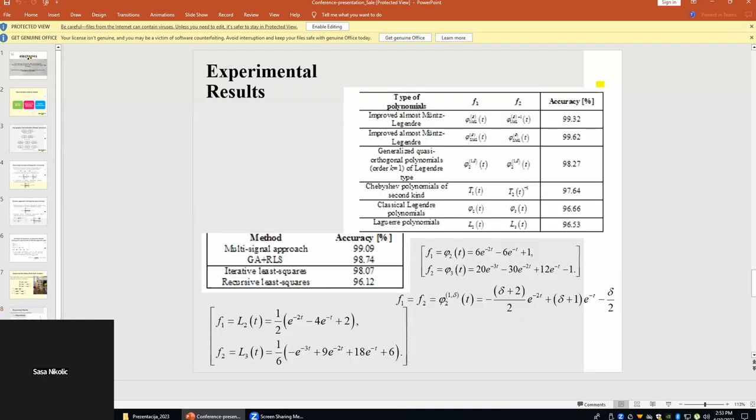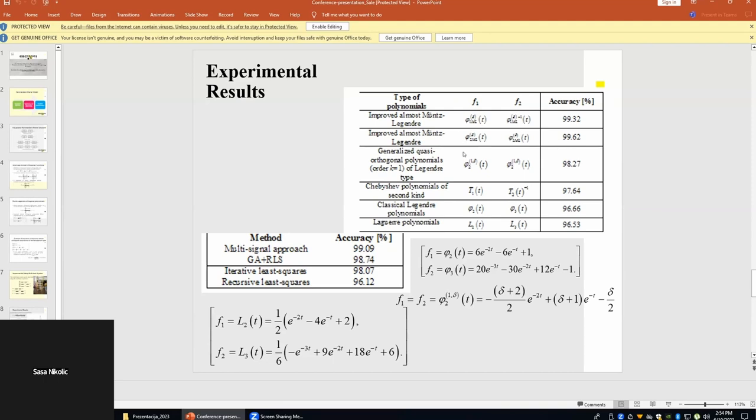In order to demonstrate the effectiveness of the proposed method, the experiments were repeated with well-known orthogonal polynomials. We use generalized quasi-orthogonal polynomials of K equal 1 of Legendre type, Chebyshev polynomials of the second kind, and Laguerre polynomials, and a summarization of all obtained results is given in this table.